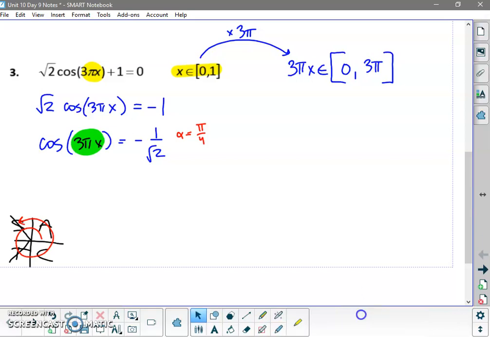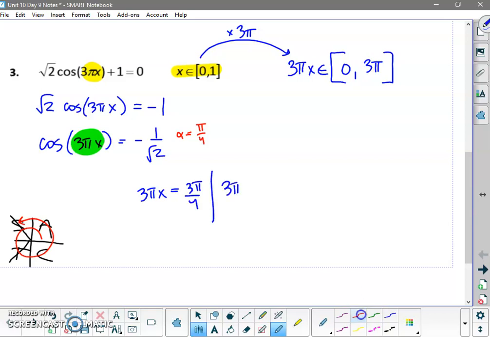All right. So now, 3 pi x could equal 3 pi over 4, which is pi over 4 in the second quadrant. Or 3 pi x could equal 5 pi over 4, which is pi over 4 in the third quadrant. And 3 pi x could equal, well, basically I need to get a coterminal angle. So I have to go all the way around and then to the second quadrant. So I need to add 8 pi over 4, which is 2 pi, to 3 pi over 4. So that's going to give me 11 pi over 4.